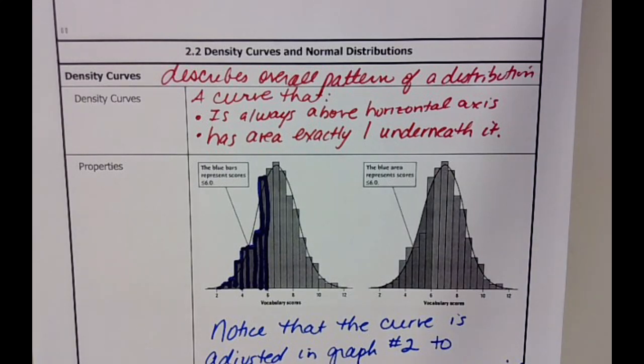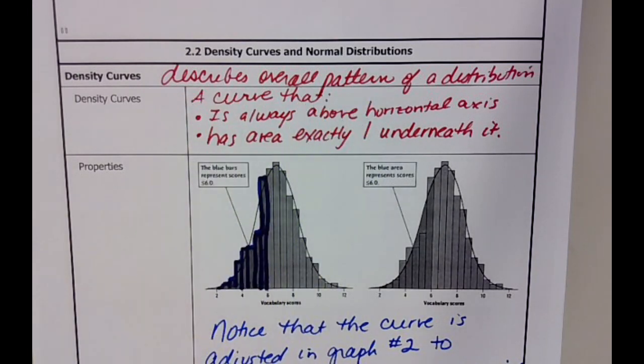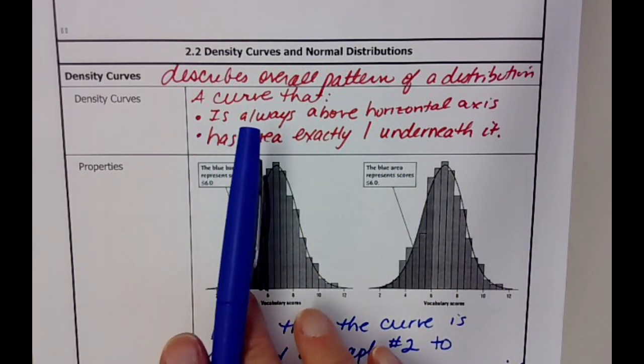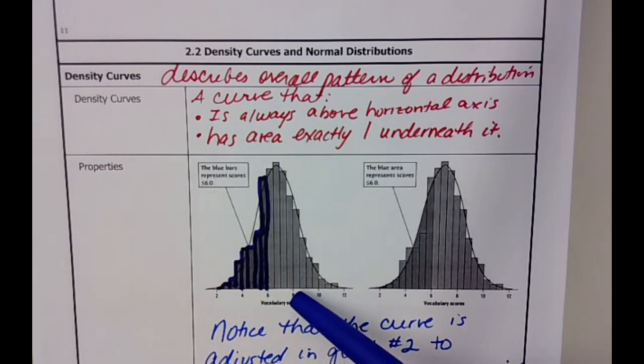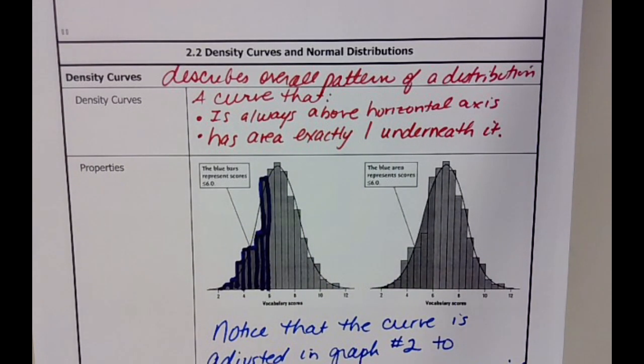Let's talk about the second part of this chapter, which is about density curves and normal distributions. To start out, a density curve is something that describes the overall pattern of a distribution. When we have our data and we see how it's distributed, this density curve is going to describe what that pattern is of that data that's distributed. It's a curve that is always above the horizontal axis, so we're never going to be down in the negative y's, and its area is going to have exactly 1 underneath it.